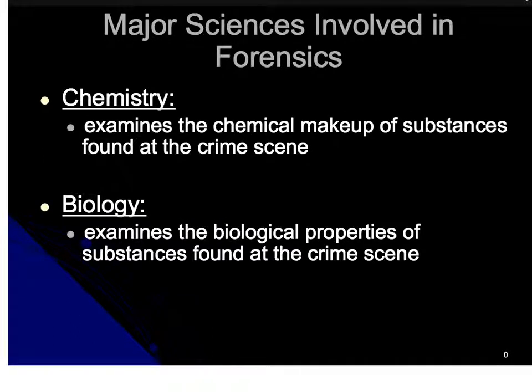There are a lot of major sciences involved in forensics. Typically forensics will be a science that you take either your junior or senior year after you've taken the following. Definitely a lot of chemistry involved, examining the chemical makeup of substances found at a crime scene. You can look at toxicology reports for people and their death due to drugs and other chemicals. Also look at biology, that's examining biological properties of substances, maybe hair samples or DNA samples, blood typing. So there's a lot of chemistry and biology involved in forensics.